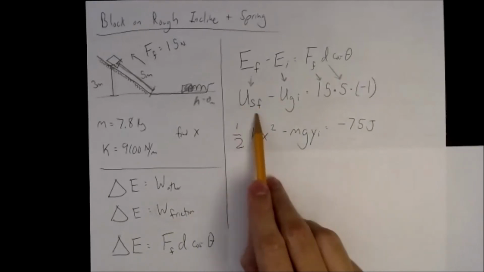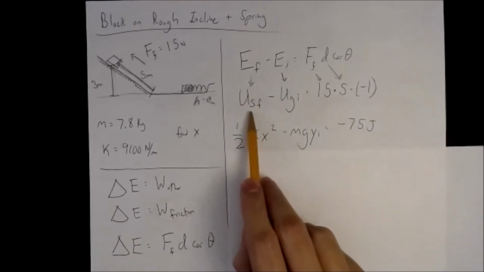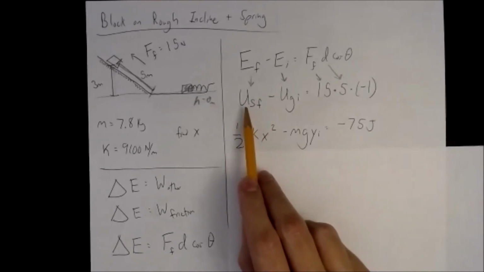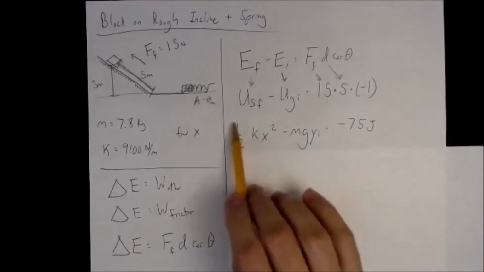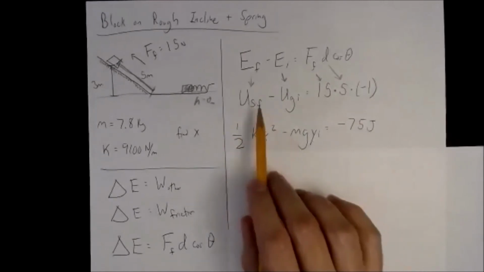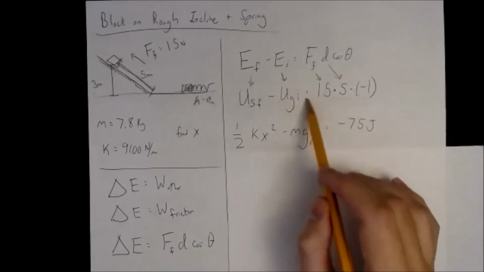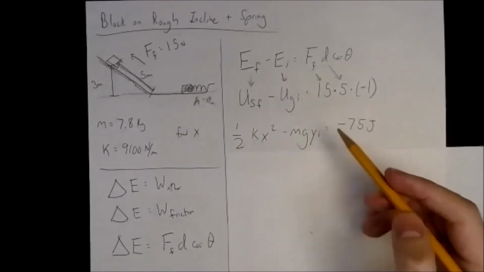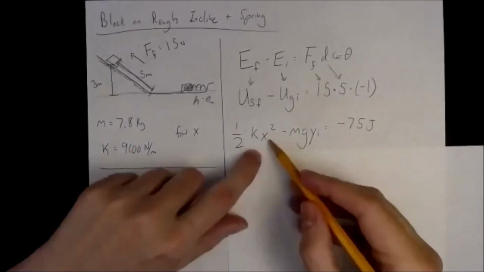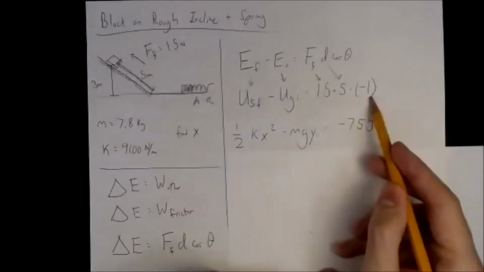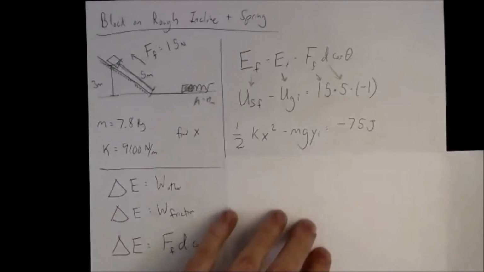We can replace the spring potential with the 1/2 kx squared. So spring potential energy, 1/2 kx squared. Gravitational potential energy, mgy. This is the final compression of the spring. That's the initial height of the block. It's equal to -75 joules.